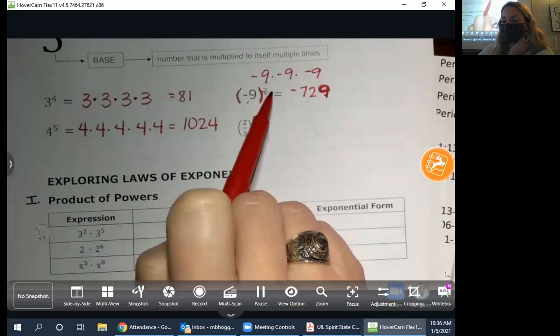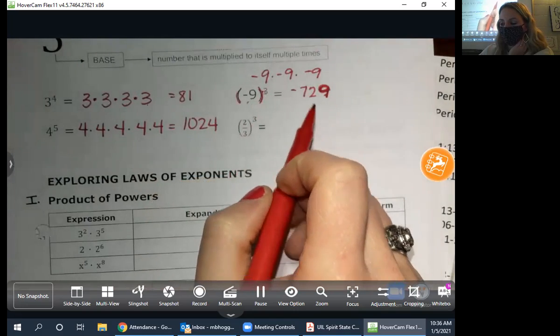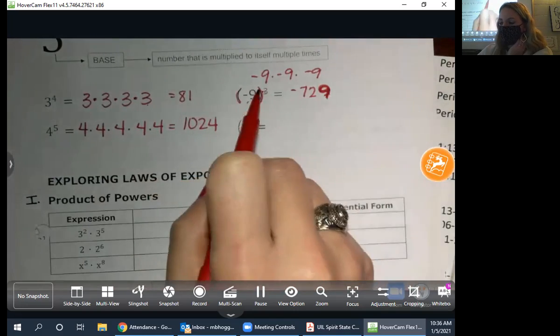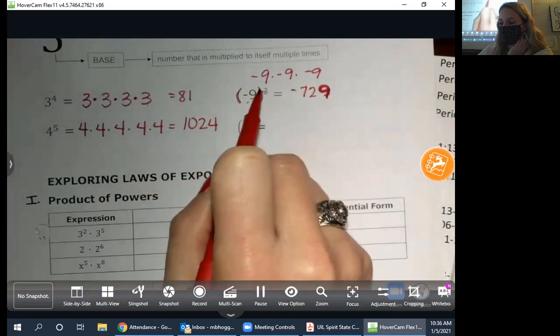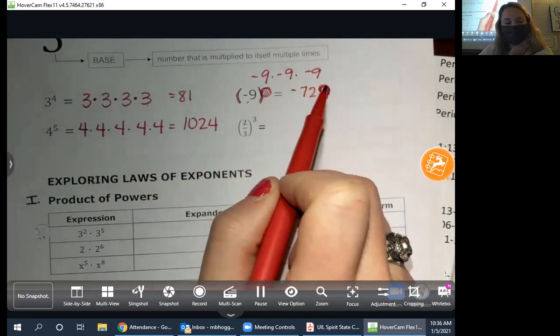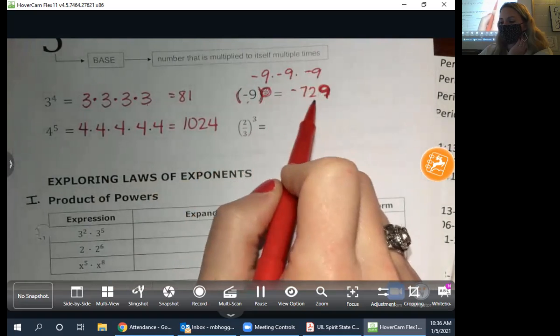It does matter because if you do it in your calculator, it's going to give you the right answer. I just want you to make sure that you know the reason this answer is negative is because it's an odd number of numbers that you're multiplying. So if it's a 4, it's going to be a positive. That's right. If it's an even number exponent, then you're going to have a positive answer.